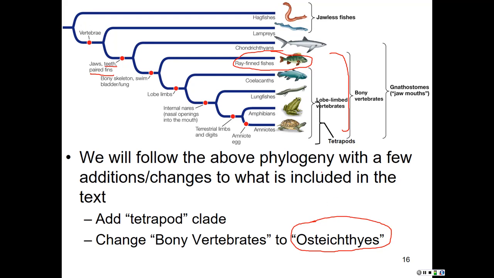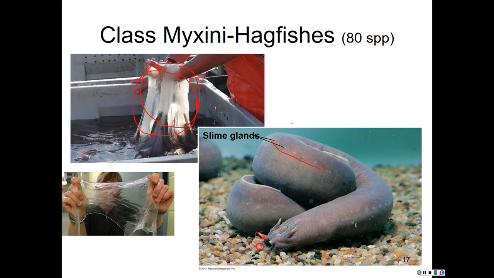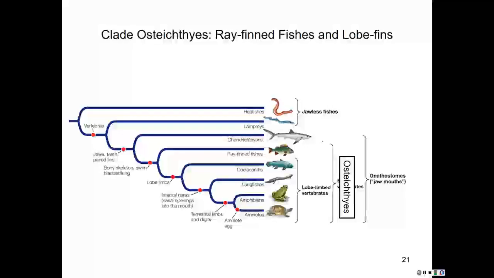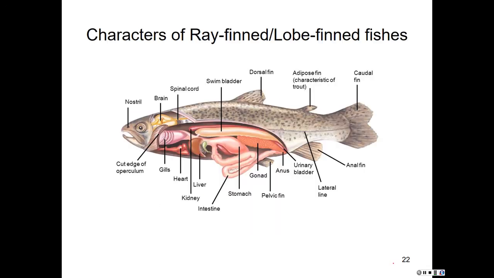So this is gonna include several groups. The ones we're gonna focus on right now are the ray-finned fishes and the lobe-finned fishes. So yes, osteichthyes, here we go. So clade osteichthyes can include ray-finned fishes and lobe-finned fishes that have an ossified or bony endoskeleton hardened with calcium phosphate. Now, this clade also includes tetrapods, but typically when we say osteichthyes, we're usually talking about fish. We're gonna start by just talking about fish, then we'll move on to the tetrapods.